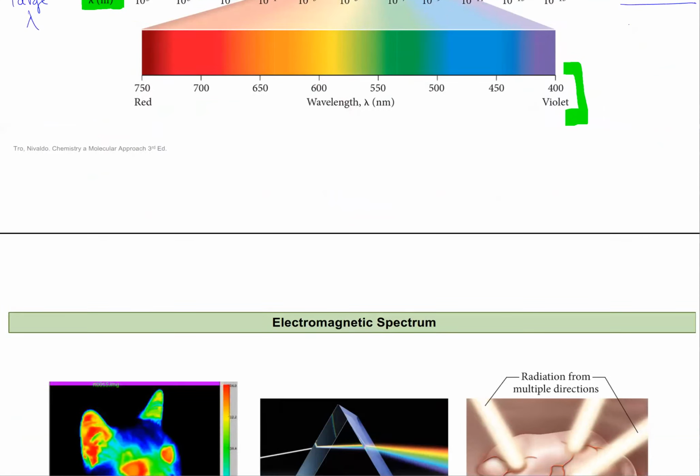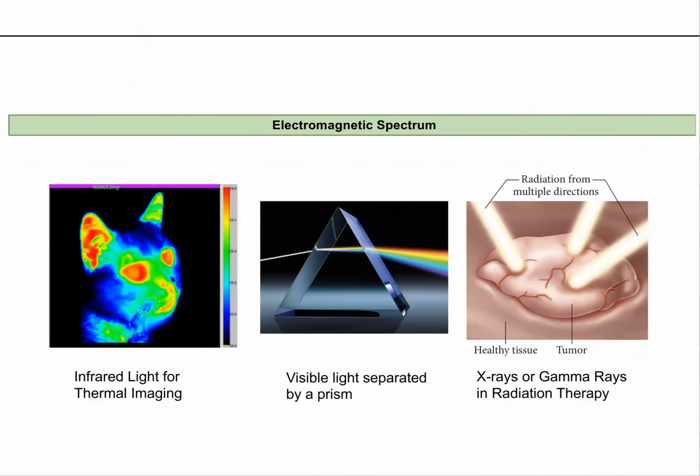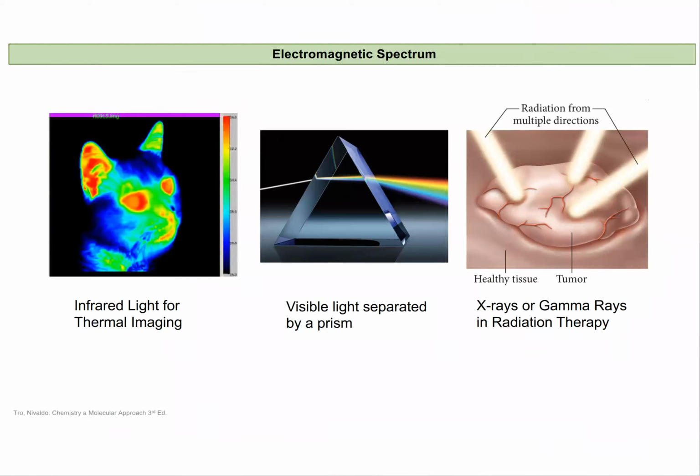They're also sometimes emitted by decaying nuclei. Here are some of the ways we use these. Our visible light is what we see. On the lower energy spectrum, we can use infrared light for thermal imaging of this adorable kitty cat. And on the higher energy spectrum, we have X-rays and gamma rays, which we can actually use for radiation therapy and harness that power to destroy specific cells.